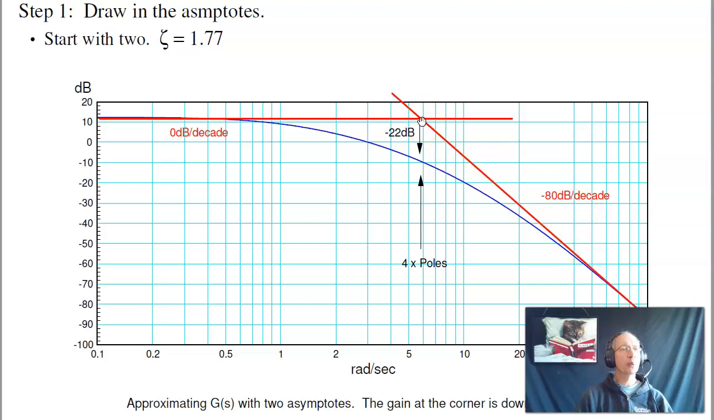A single pole, if it's real, is down 3 dB. 4 poles are down 12 dB. This is down 22 dB. If I find zeta, I'm going to get a zeta bigger than 1, which is nonsense. Zeta is cosine of theta. I can't get a cosine bigger than 1. What that tells you is that I don't have a complex pole right here. I've actually got real poles. So I need a couple more asymptotes.